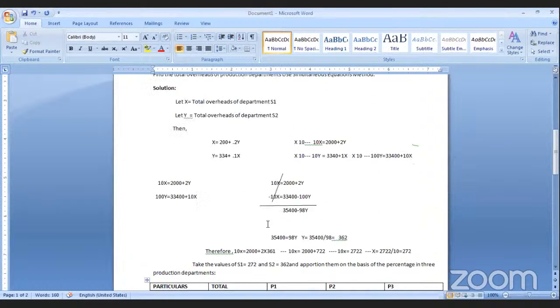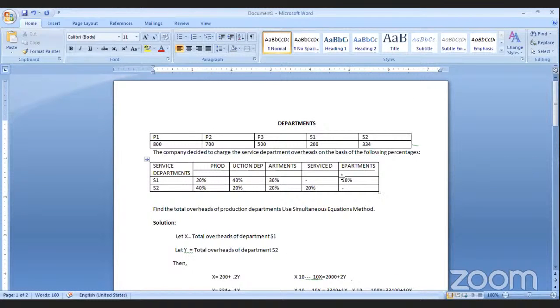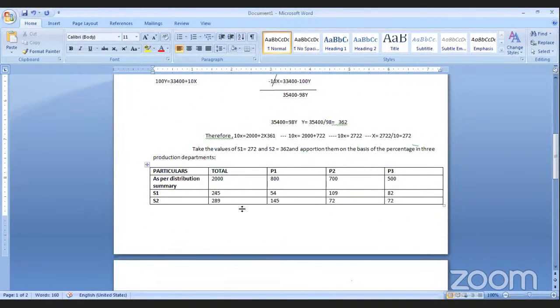Why is it like that? See, here 10% you did not take into consideration, and 20% you did not take into consideration. That is why this difference between these values will come. So this is the way you are going to redistribute. This is the simultaneous equations method.